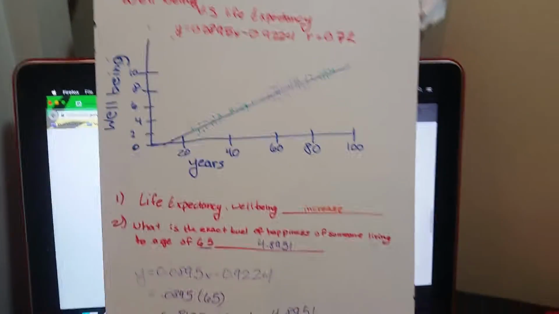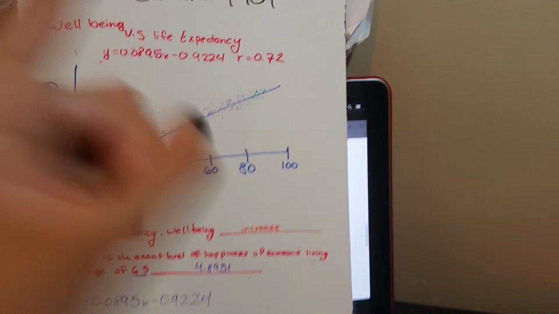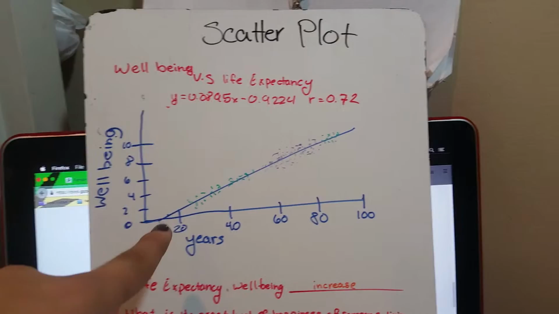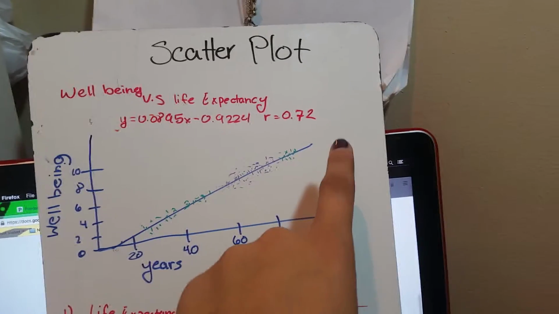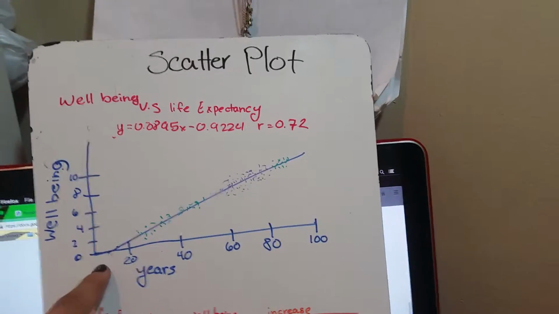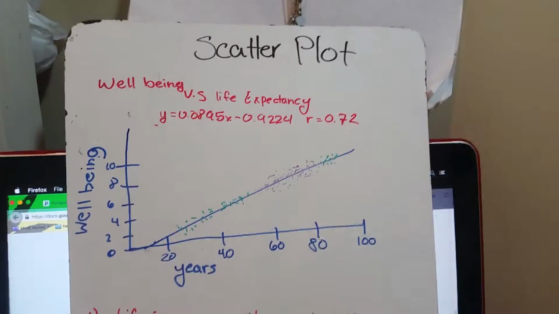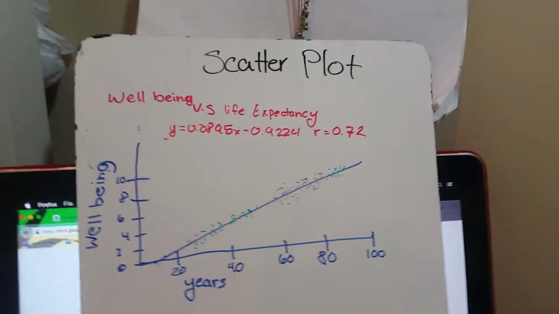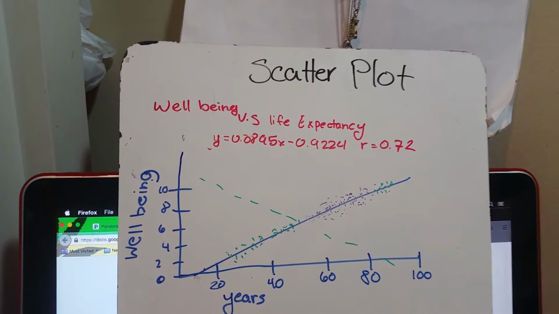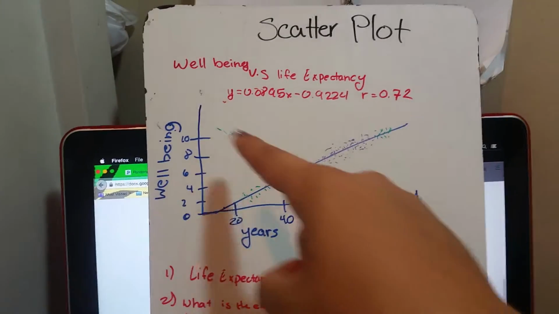So let's move on. If we have life expectancy versus well-being, we want to know if it increases or decreases. You can simply tell by which way the line is going. If the line's going this way, from the 0 or the 20 or the 40 or the 60 or the 80 or the 100 even, and it's going up this way, that means it's an increase. Now, if the line was going the opposite way and it started from here and moved downwards, that would be a decrease in life expectancy versus well-being.